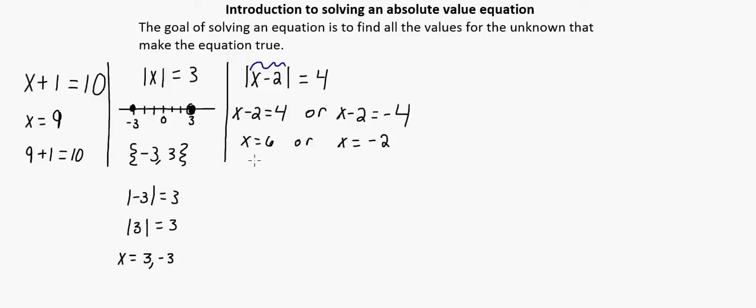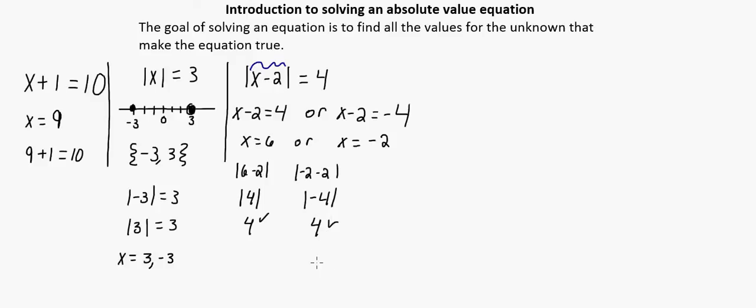And we can verify this. Let's plug in 6 here. I have the absolute value of 6 minus 2, and 6 minus 2 is 4. So this is the absolute value of 4, which of course equals 4. So that's true. And if I take the absolute value of negative 2 minus 2, negative 2 minus 2 is negative 4, and the absolute value of that is 4.